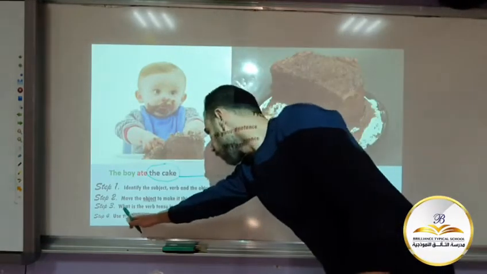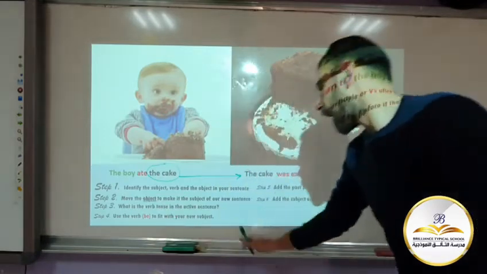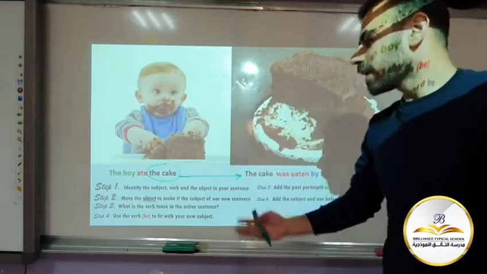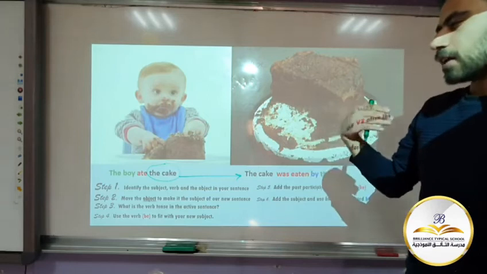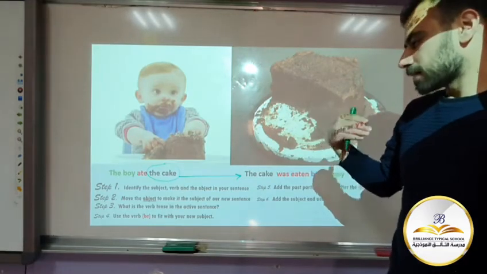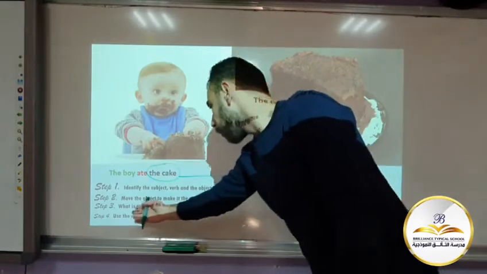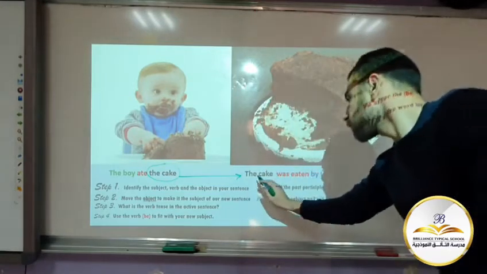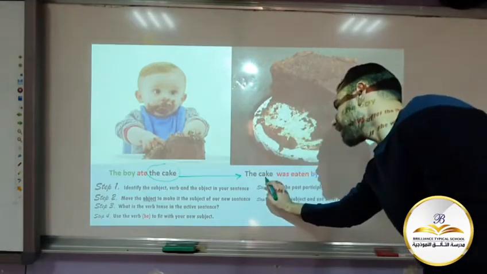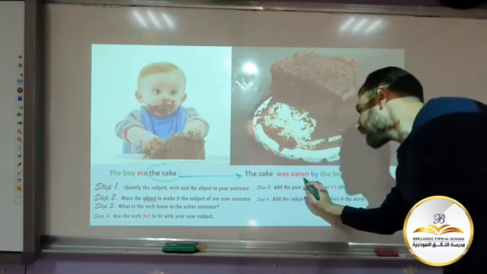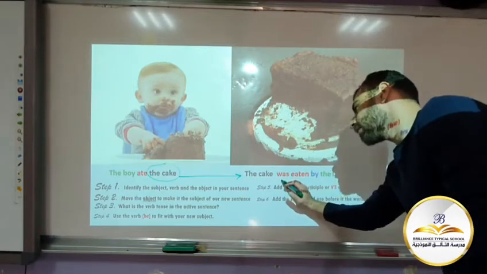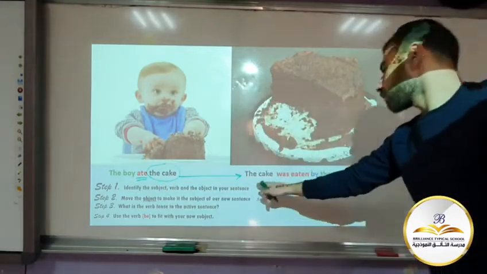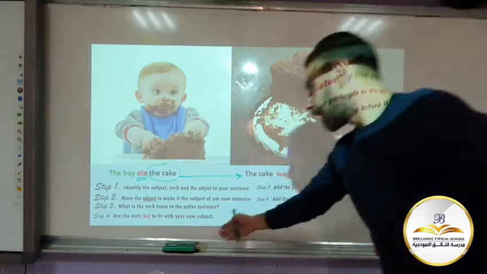And then, what is the verb tense in the active sentence? What is the tense here? What type of sentence is this? The boy ate the cake. Something happened in the past, and so this is past simple. Okay, now use the verb be to fit with your new subject. I'm going to say the cake, this is the new subject, was eaten. I'm not going to say were eaten or is eaten, because here this is in the past. Okay, I'm going to say the cake was eaten. And then what do I have to do?